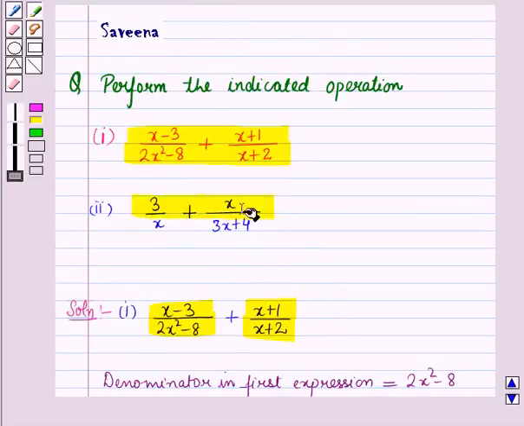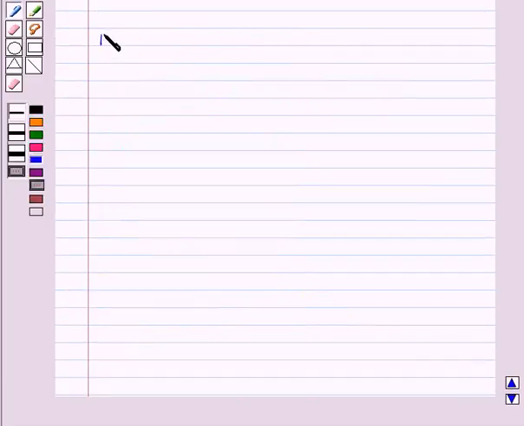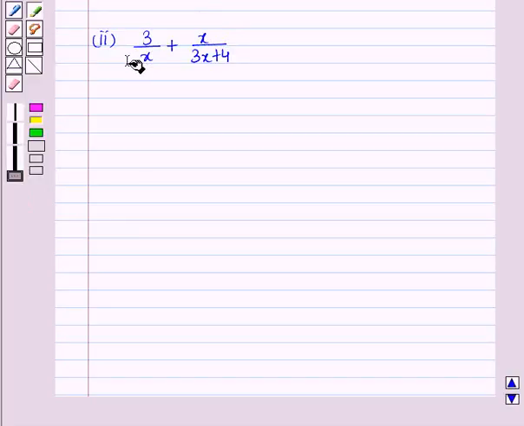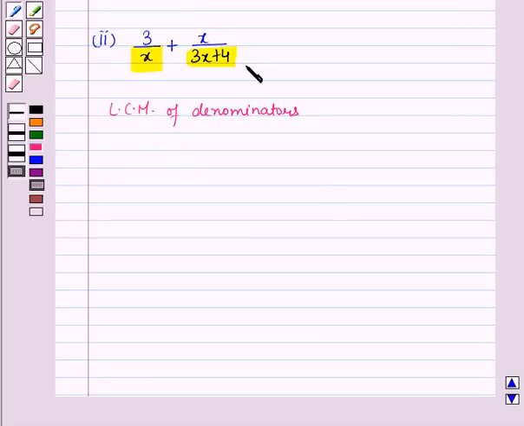Now let us start with the second part. Now in the second part we have to find 3 upon x plus x upon 3x plus 4. Now here we do not have any factors in the denominators of two expressions. So here we simply take LCM as product of two denominators. So LCM of denominators is equal to x into (3x plus 4) the whole.